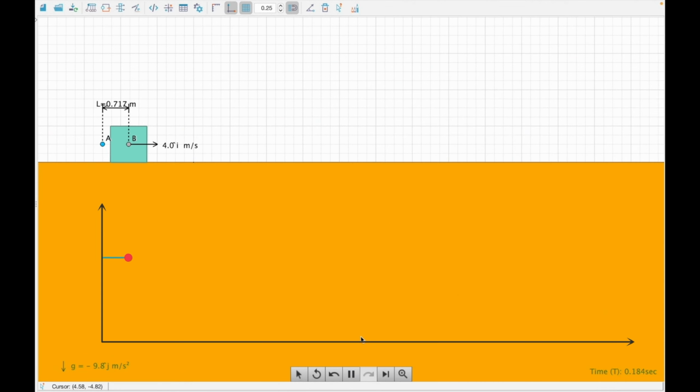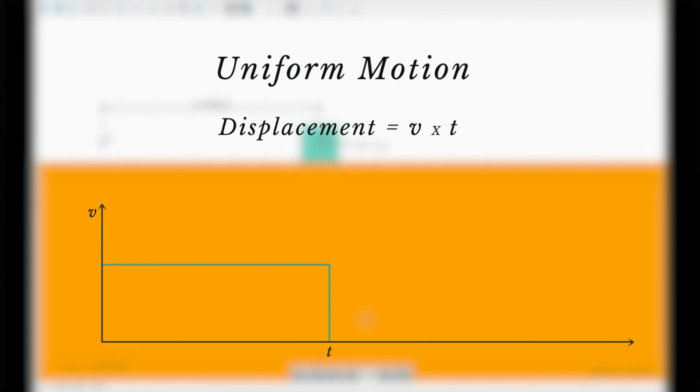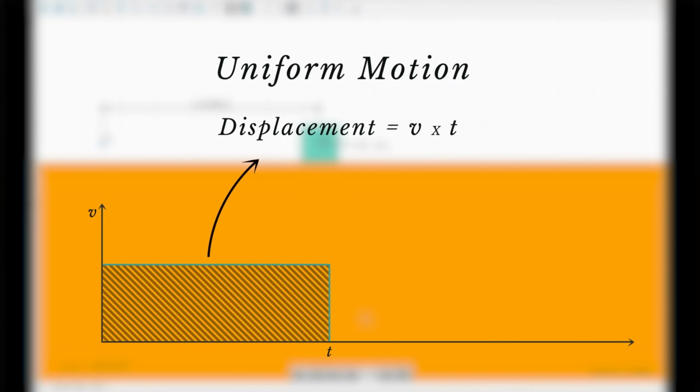Let's verify. I will pause the simulation at any random point, and so the distance covered should be 4 into 1.49 seconds, that is 5.96 meters, which matches the actual distance. This means that displacement in case of uniform motion is v into t, or the area under the VT graph. Now, calculating velocity is pointless as it is constant.